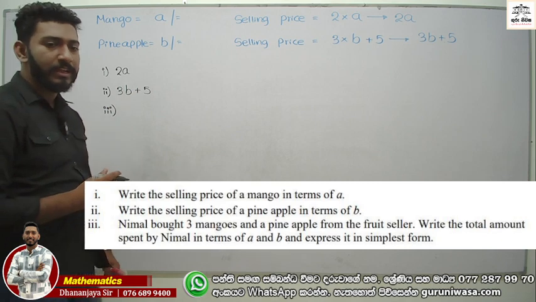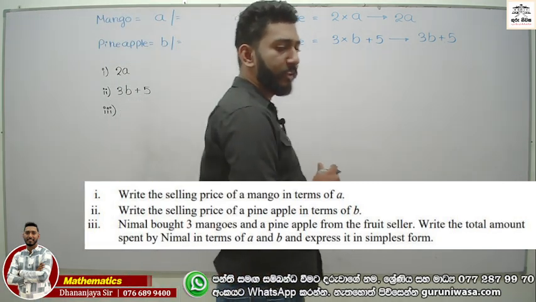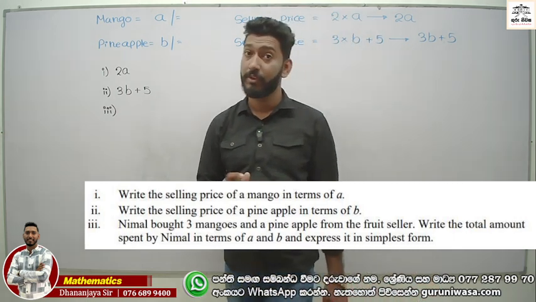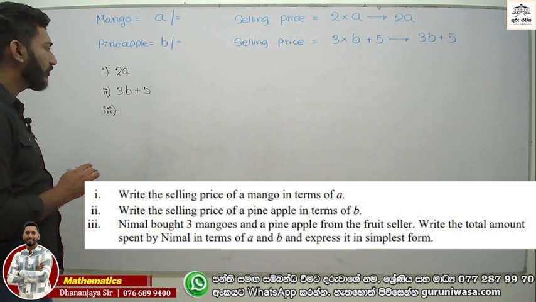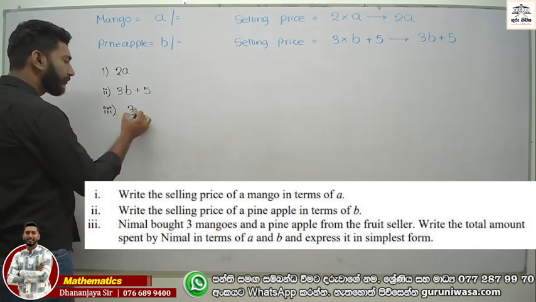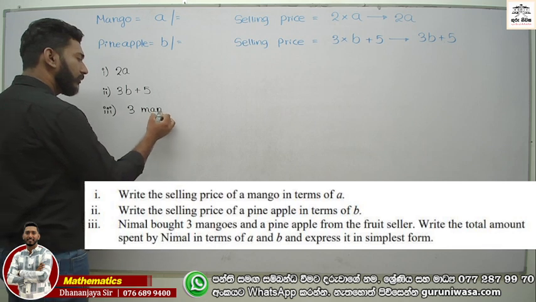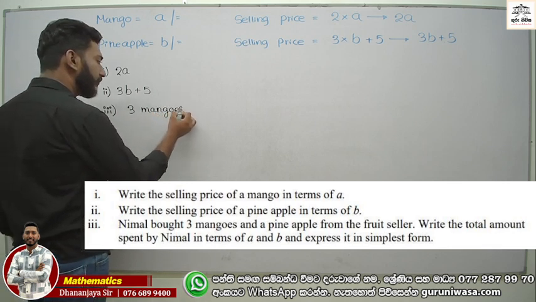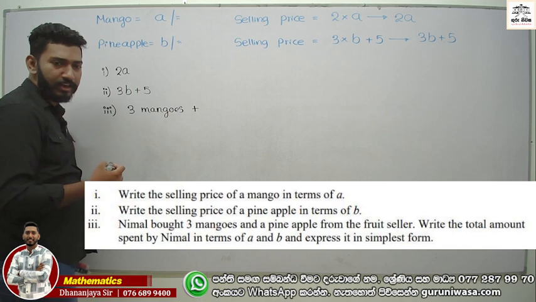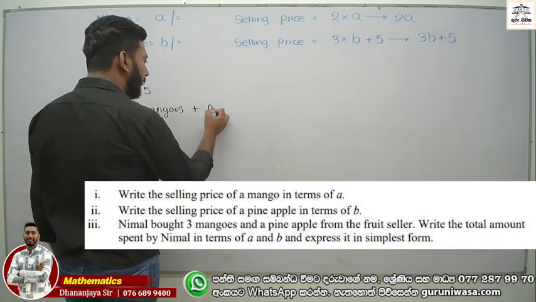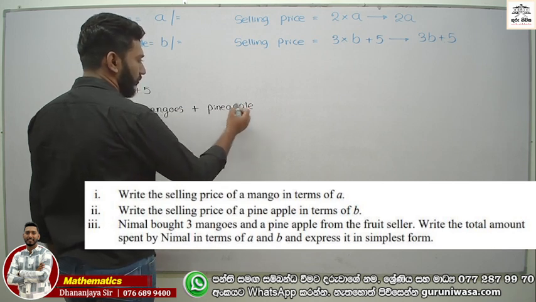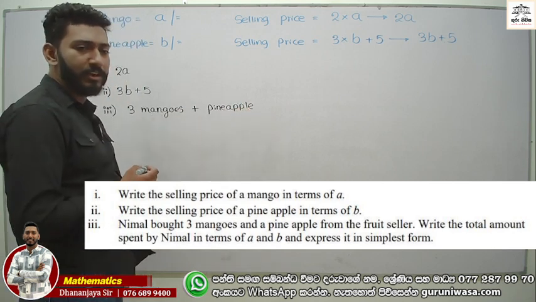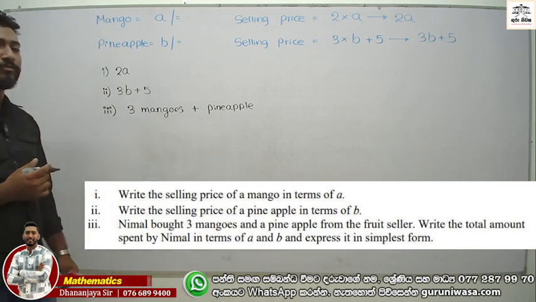Number 3. Nimal bought 3 mangoes and a pineapple from the fruit seller. How many does he buy? 3 mangoes plus how many more? A pineapple. Write the total amount spent by Nimal in terms of A and B.